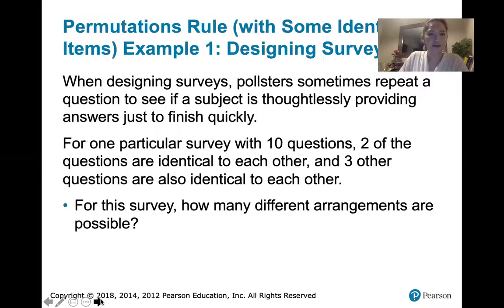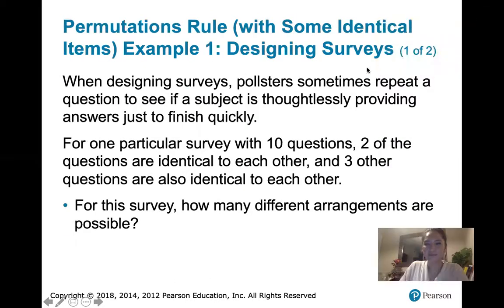So let me give you your first example. This is for designing surveys, and I'll just read it to you. It says, when designing surveys, pollsters sometimes repeat a question to see if a subject is thoughtlessly providing answers just to finish quickly. So if they ask you the same question at the beginning and the end, and you give a different answer at the end than you gave at the beginning, well, that indicates to them that you were just thoughtlessly answering, or perhaps lying or something like that. For some reason, you're not answering the same question in the same way. That would be an indicator to people looking at survey results.